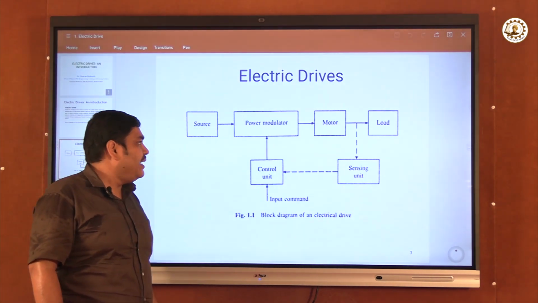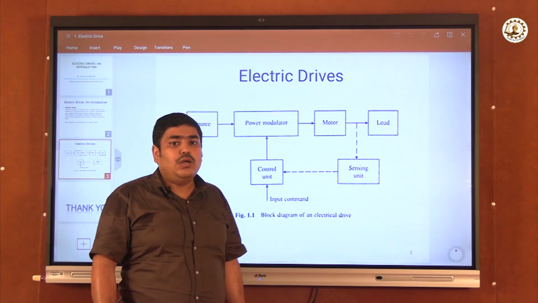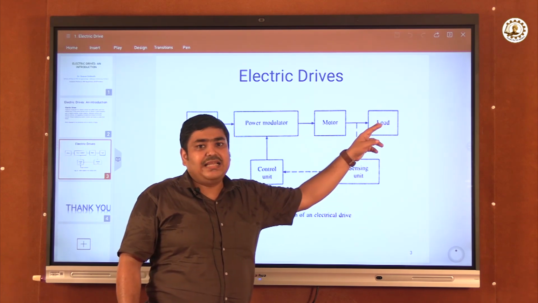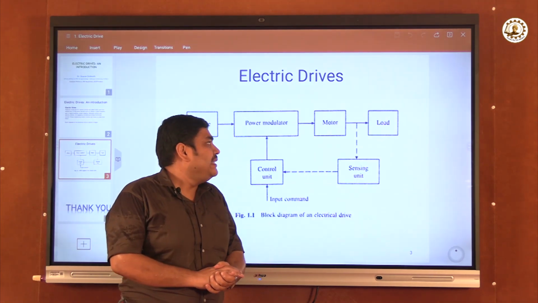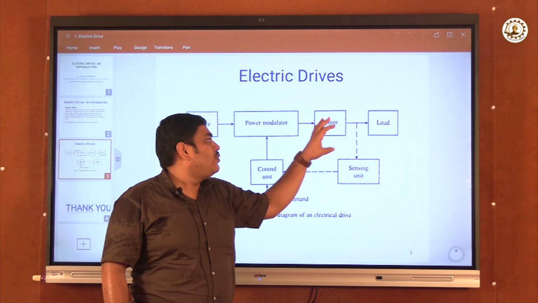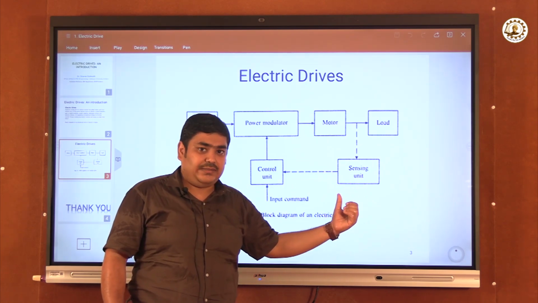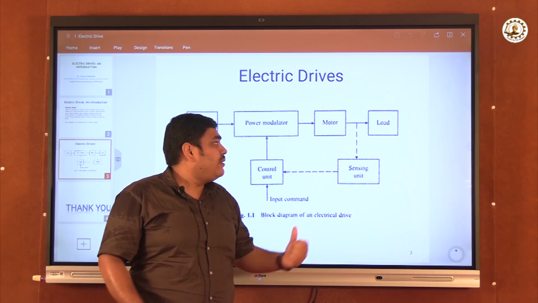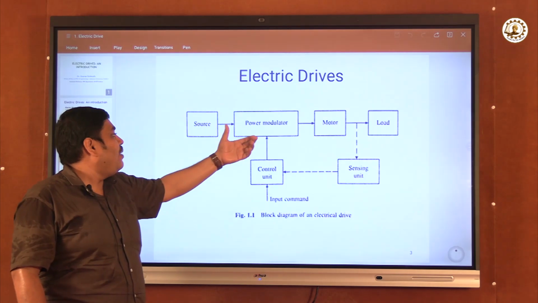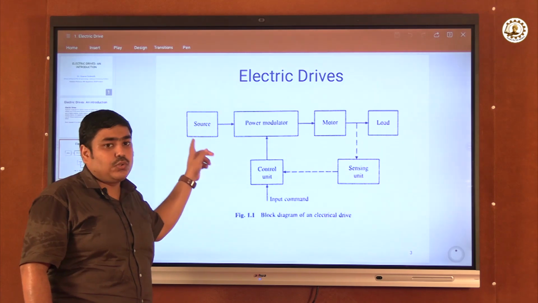This is the block diagram of an electrical drive. In an electrical drive, we wish to control the speed of the load. In a machine, you know that there is simply a motor, and the motor is connected to the load. The purpose of the motor is to take electrical energy and give mechanical work. But in the case of a drive, the motor gets power from the power modulator. The motor is not directly connected with the source.